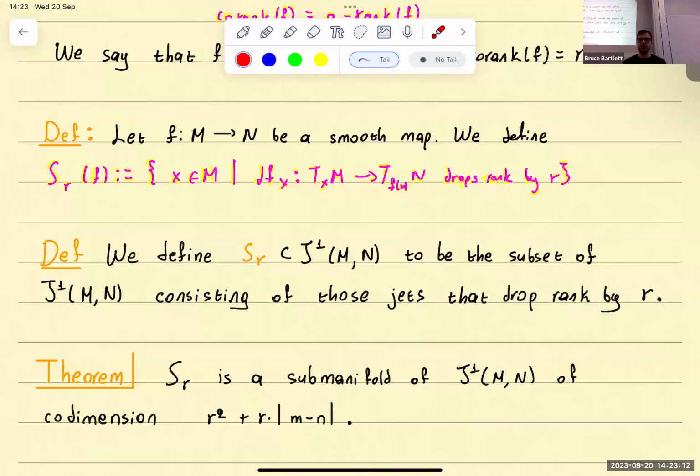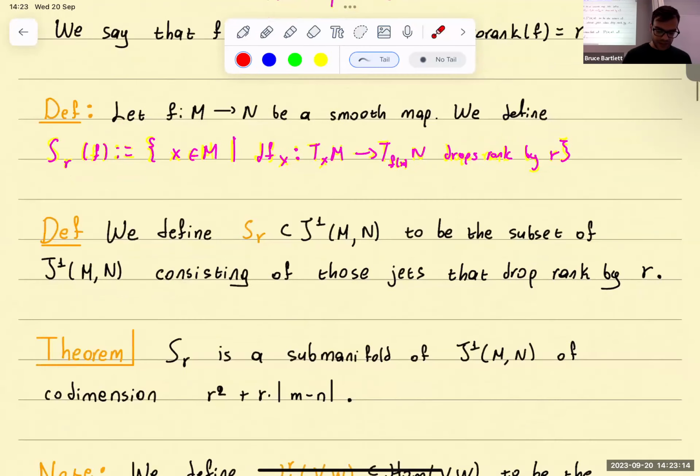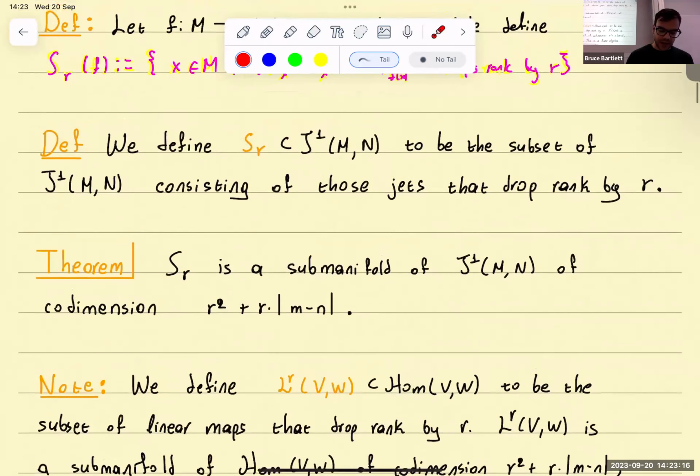The first time you do something is where you have this theorem, which says that S_R is actually a submanifold of the first jet space. The theorem also tells you the codimension of this submanifold, which is given by this very nice and simple formula: R squared plus R times the difference between M and N. Okay.